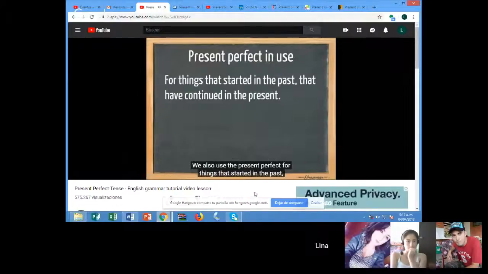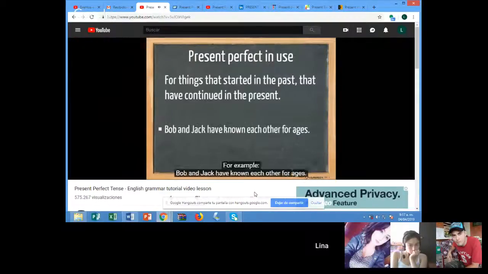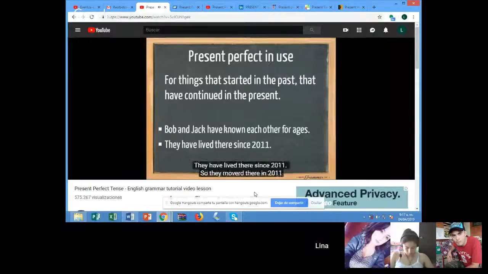We also use the present perfect for things that started in the past, but that have continued in the present. For example, Bob and Jack have known each other for ages. They met in the 1970s and they are still friends. They have lived there since 2011, so they moved there in 2011 and they've continued to live there.